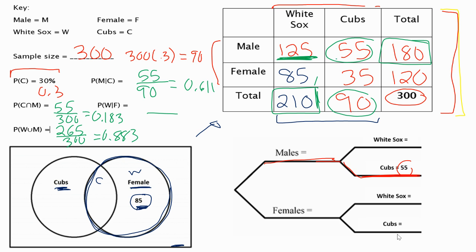And then the last one that's listed, what's the probability they're a White Sox fan, given that they're female, right? So the number of females was 120. And of the 120, 85 were White Sox fans. So 85 over 120 and 0.708 or 70.8%.